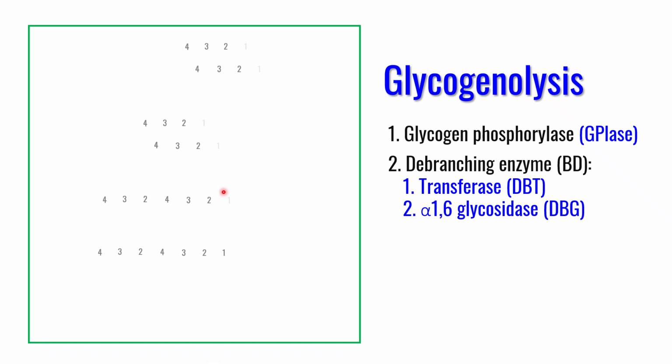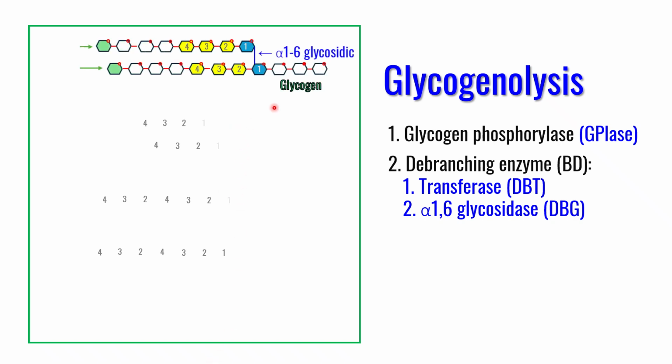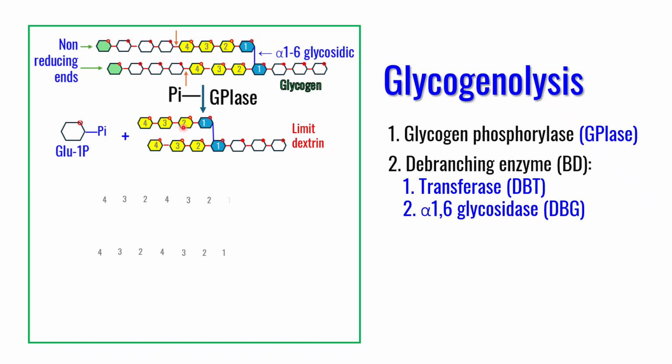So let us examine the mechanism of glycogenolysis. This is a glycogen molecule having two branches which are connected with an alpha-1,6 glycosidic bond, and this end is the non-reducing end. This is the end where glycogen phosphorylase starts chewing and producing glucose 1-phosphate. However, there is a limitation for this enzyme. When it reaches 4 glucose units away from the branch point, it stops working, and therefore glycogen phosphorylase produces glucose 1-phosphate and limit dextrin, the remainder of the glycogen.